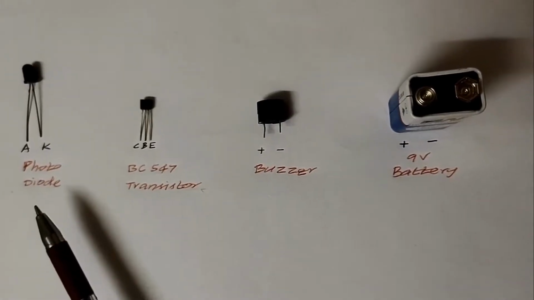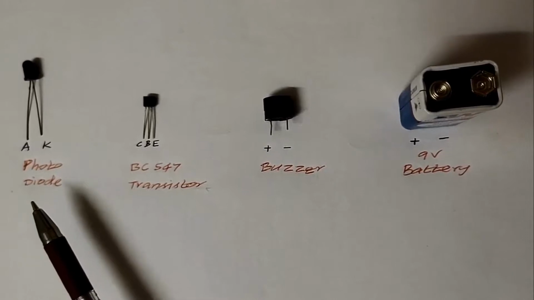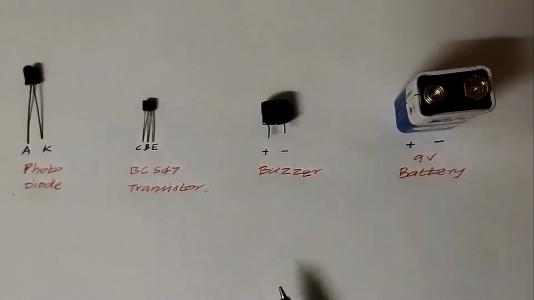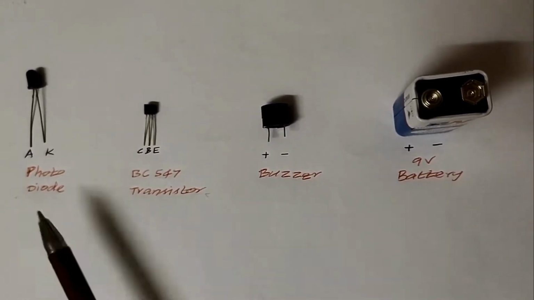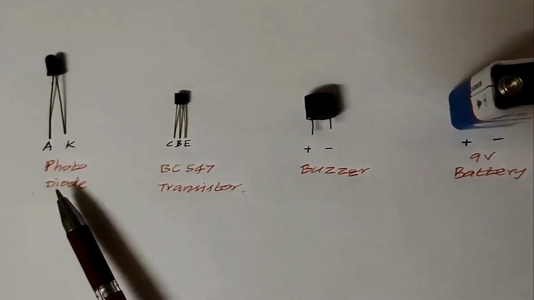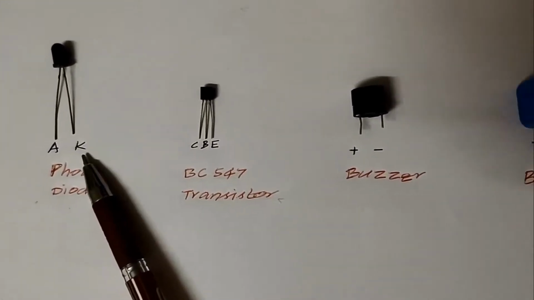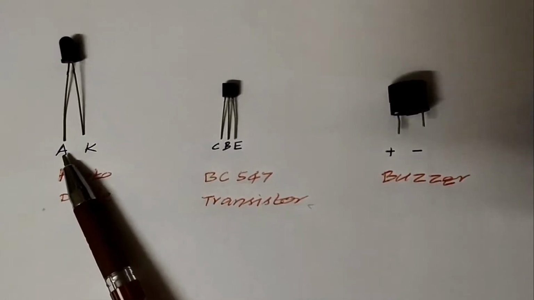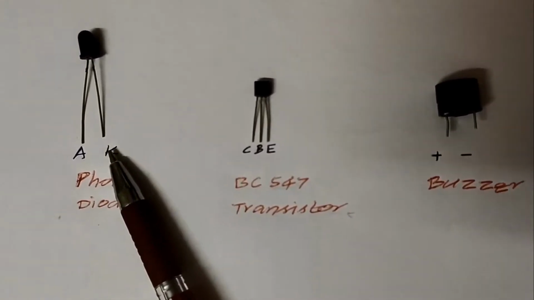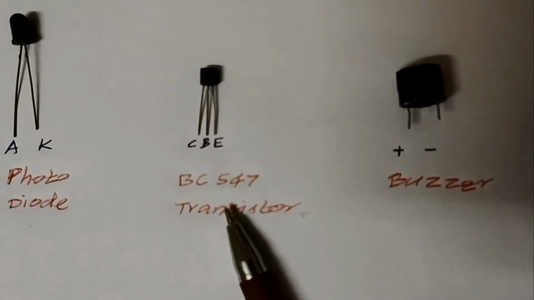See, as we have seen in the block diagram of the fire alarm system, these four are the components required for developing the system. The first one is the photodiode. The terminals are anode and cathode. The longer lead is the anode terminal, the shorter one is the cathode terminal, and this is the BC547 transistor.